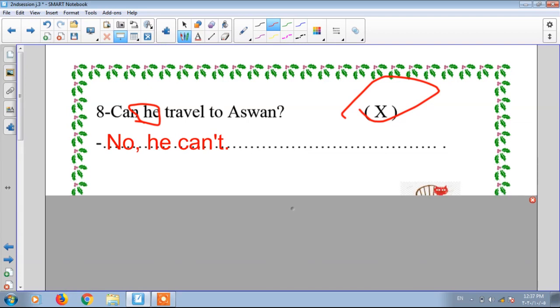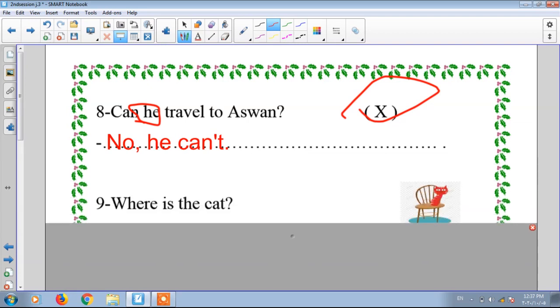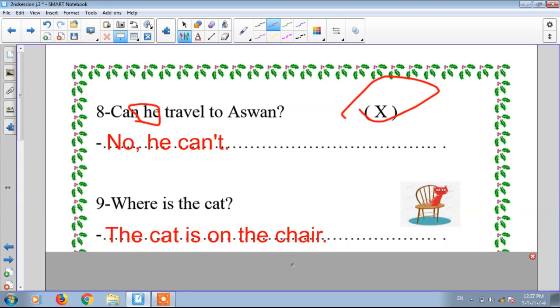Number 9. Where is the cat? Look at the picture here. Who can tell me? Yes, the cat is on the chair. The cat is under the chair? No, on the chair. The cat is on the chair.